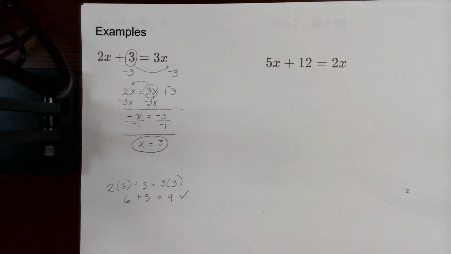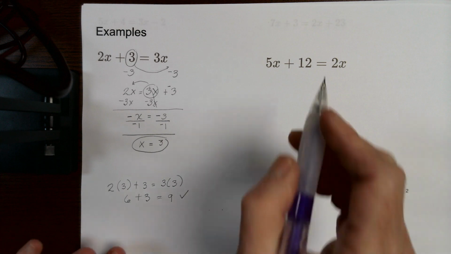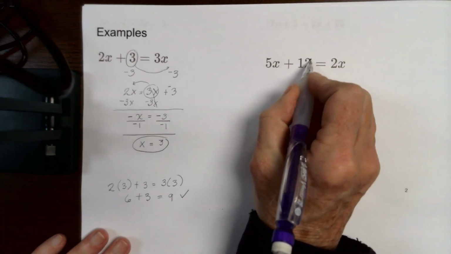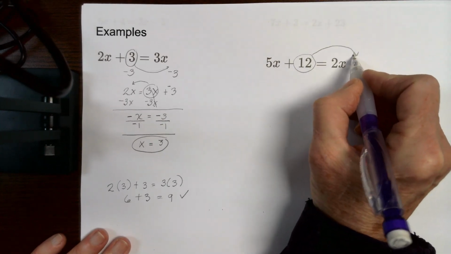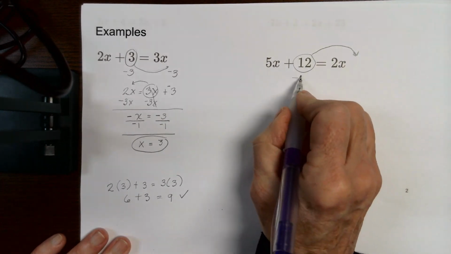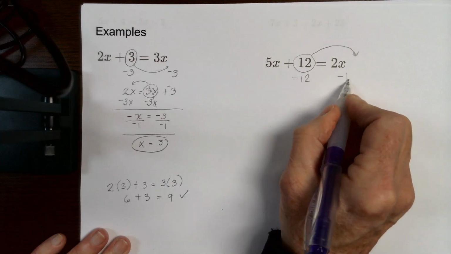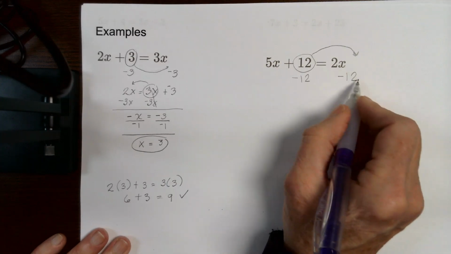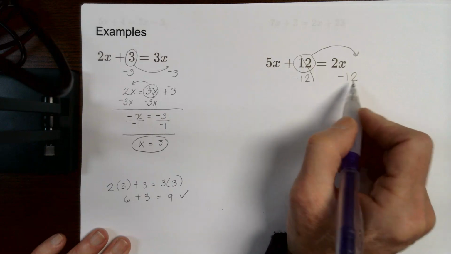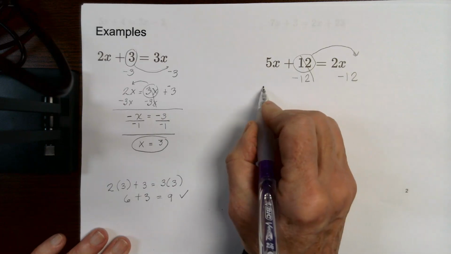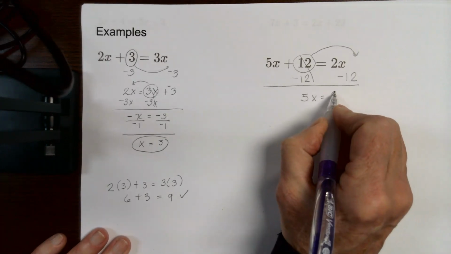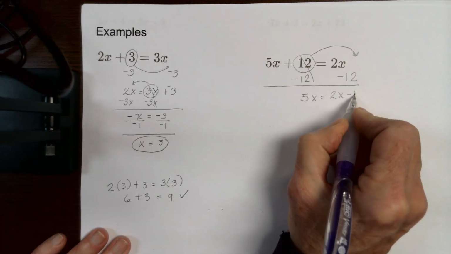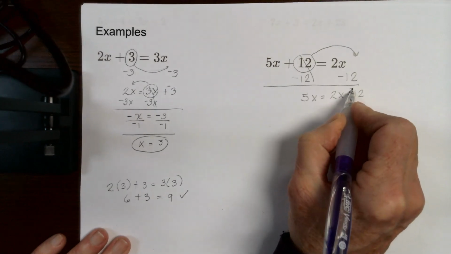So you're doing the same techniques that you've been doing before, but this time you have a variable on both sides. So on this one, I'm going to get rid of this 12 first. In other words, I want to move it over here. So I'm going to add a negative 12 to both sides. Now you understand that the 2x and the negative 12 cannot be combined because one has an x and one does not. So on the left-hand side, I have 5x. On the right-hand side, I have 2x minus 12, or plus a negative 12.